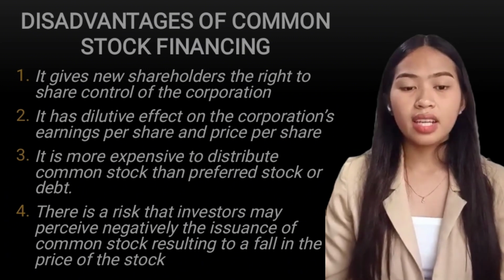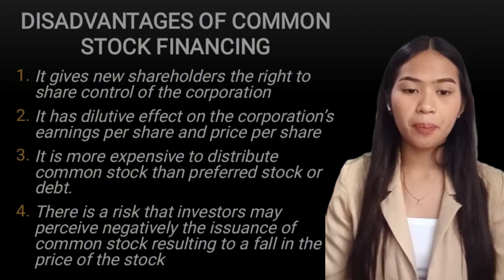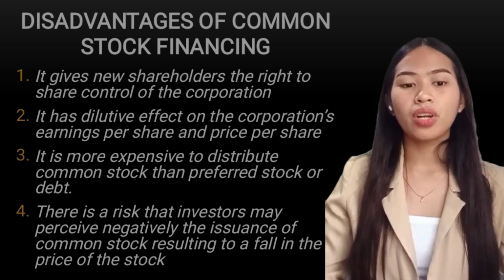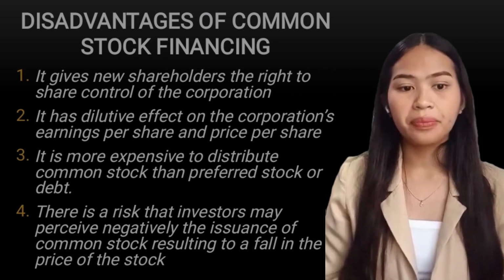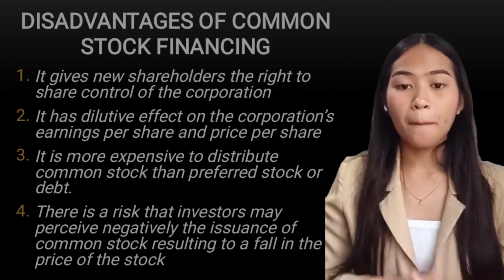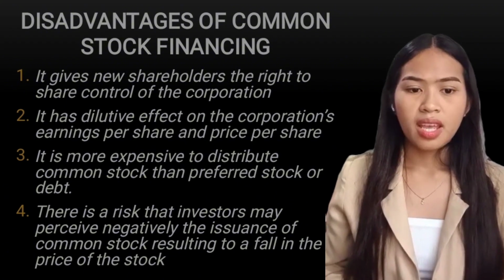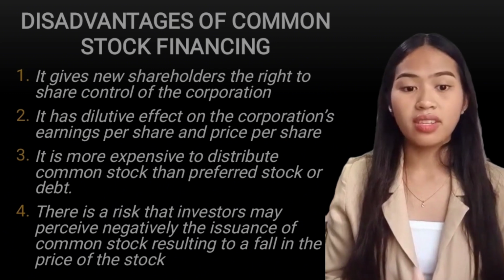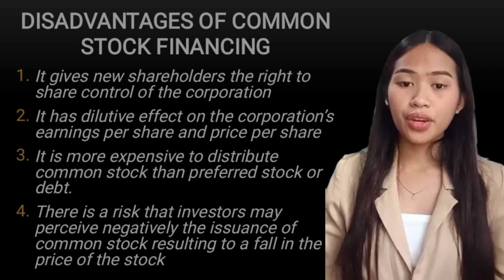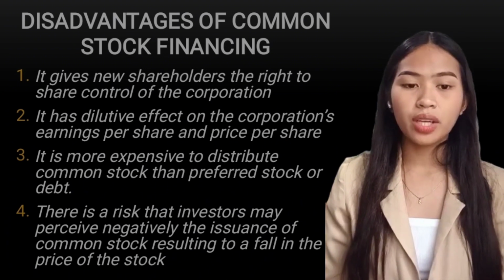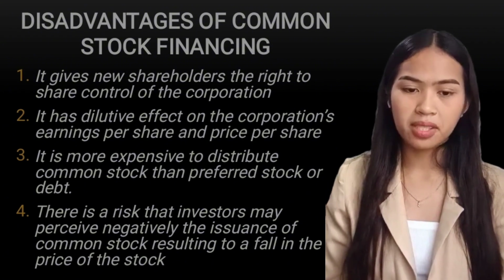Second, it has a dilutive effect on the corporation's earnings per share and price per share. Issuing more common stock can dilute the corporation's earnings per share and price per share. Imagine a pizza being the company's earnings. If you have to share it with more shareholders, each of them gets a smaller slice, or let's say lower earnings per share.